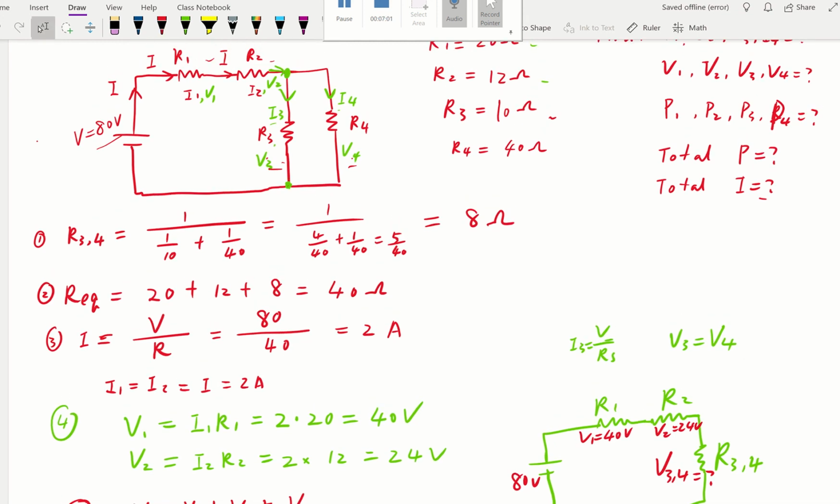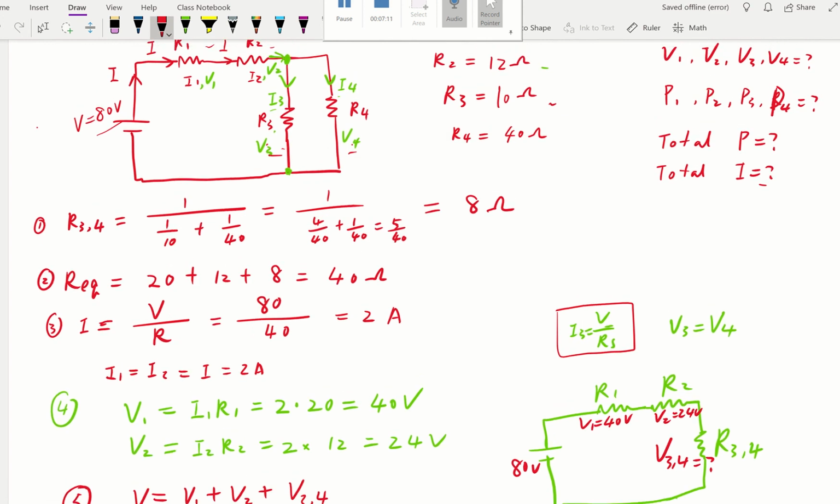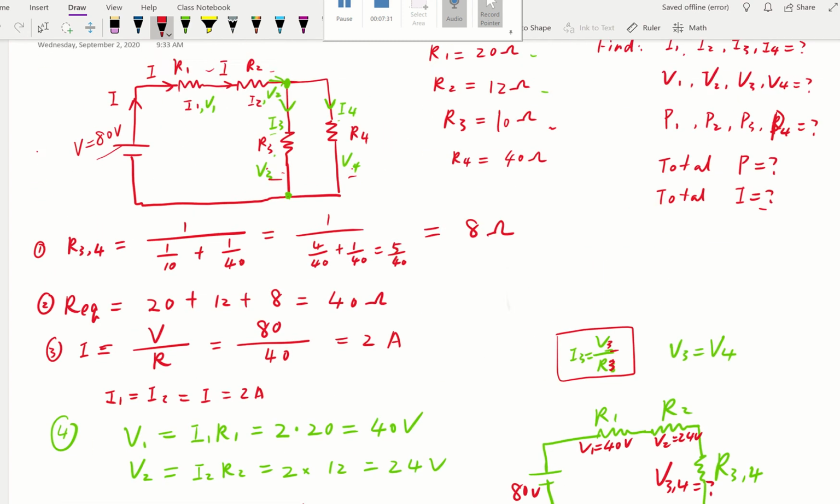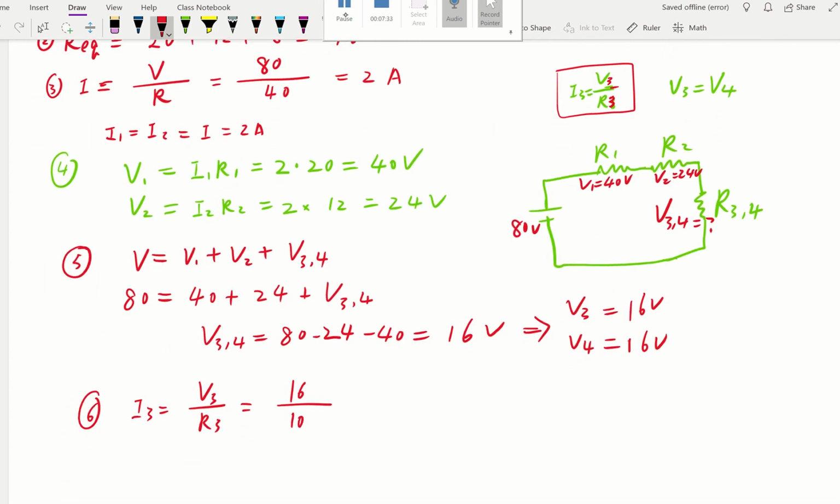Now, remember, going back, we need to find our current. I think now we are getting there, right? Because now we can use Ohm's law. I3 is going to be V3, which we just calculated, divided by R3. So let's figure out I3. The voltage drop across resistor 3 we know is 16 volts, and R3 we know is 10 ohms. Then that'll give us 1.6 amps.